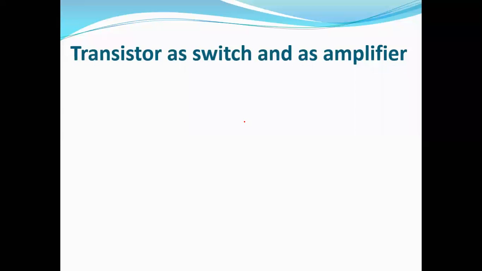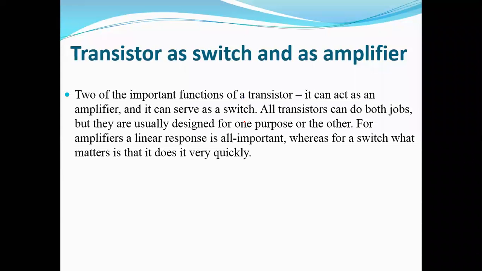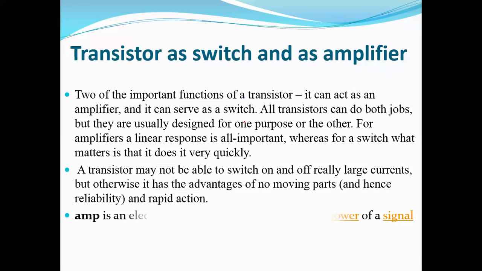So we can use a transistor as a switch and as an amplifier inside a circuit. What is an amplifier? An amplifier is an electronic device that can increase the power of a signal. Okay, amplifier. So when we put a transistor inside a circuit, we can increase the power of the signal inside the circuit.